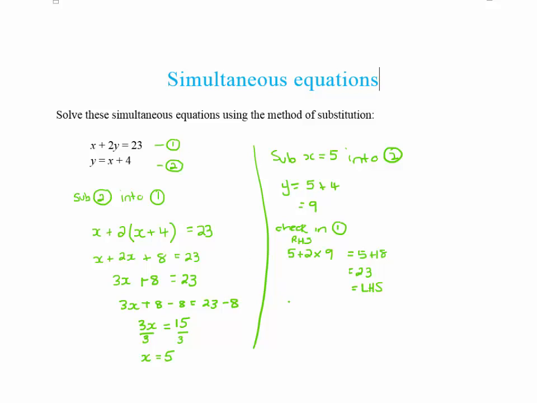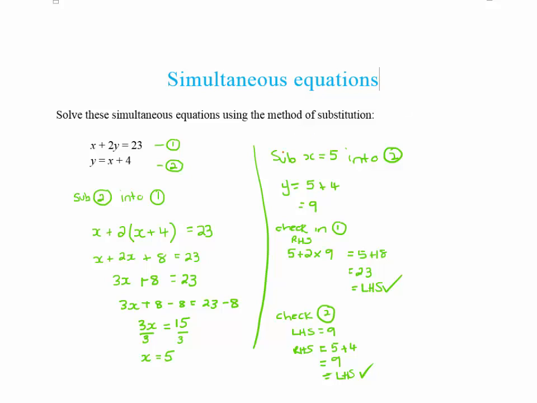And then I can do exactly the same for checking equation 2. So I can just do a quick check into equation 2 to see if that works. For equation 2, the left-hand side is y equals, and we know that's 9. And the right-hand side in this case is x plus 4, and x we know was 5, plus 4, which is 9. And so we know that that also equals the left-hand side, so this one is correct as well. So they're both correct.